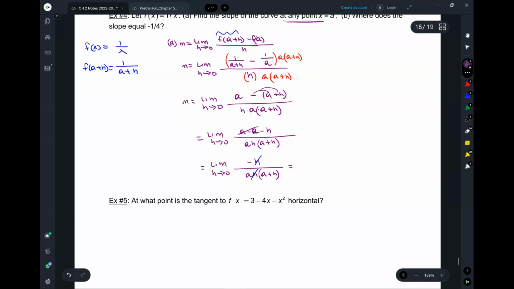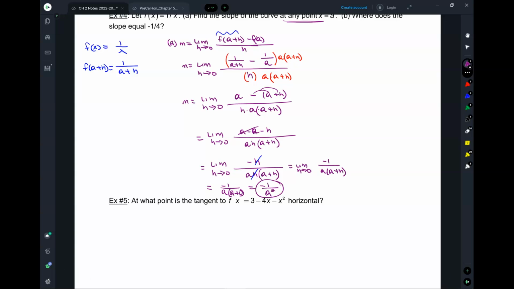And then I have left the limit as h approaches 0 of negative 1 over a plus h. Now what? You know. Plug in the 0. So now I get negative 1 over a times a plus 0, negative 1 over a squared. And you have to put.